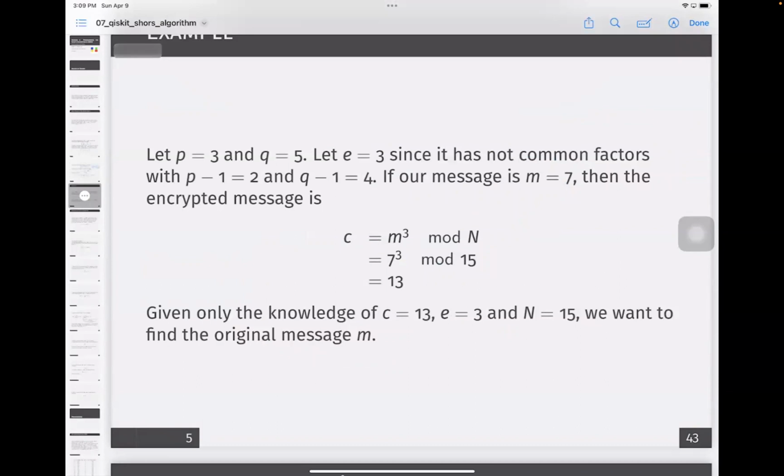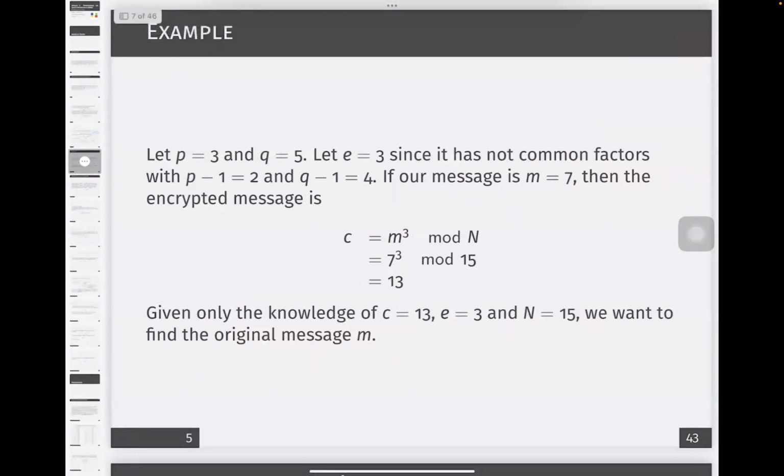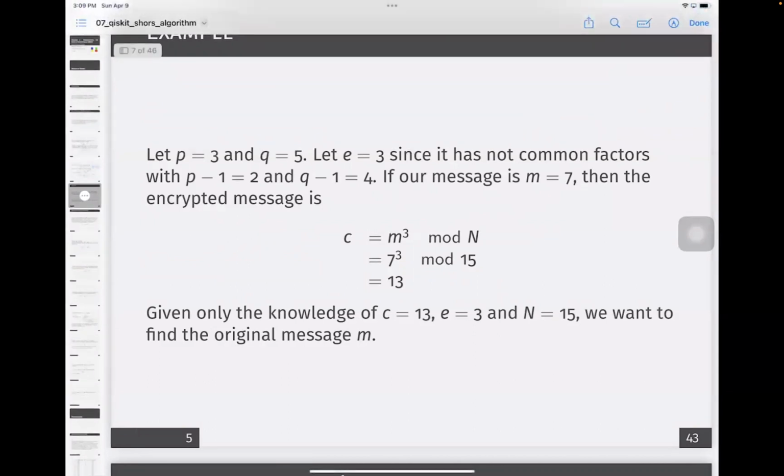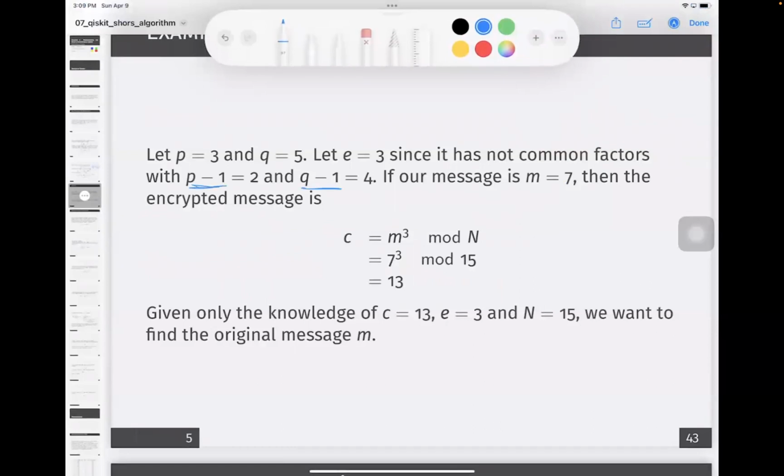Okay, so let's have an example. Let's have numbers P equal to 3, Q equal to 5, and let's choose E so that E does not have anything in common with P minus 1 and Q minus 1. So let's choose E to be equal to 3. Now, if our message M is equal to 7, then we can encrypt 7 by using this formula.